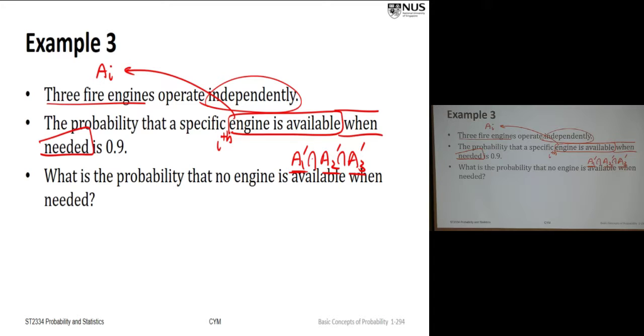So basically the question is to ask, what is the probability of this? Am I right? And this is important. You must be able to translate the question into a probability statement involving the events you defined, based on the information given to you. All right? So what is this 0.9 then?